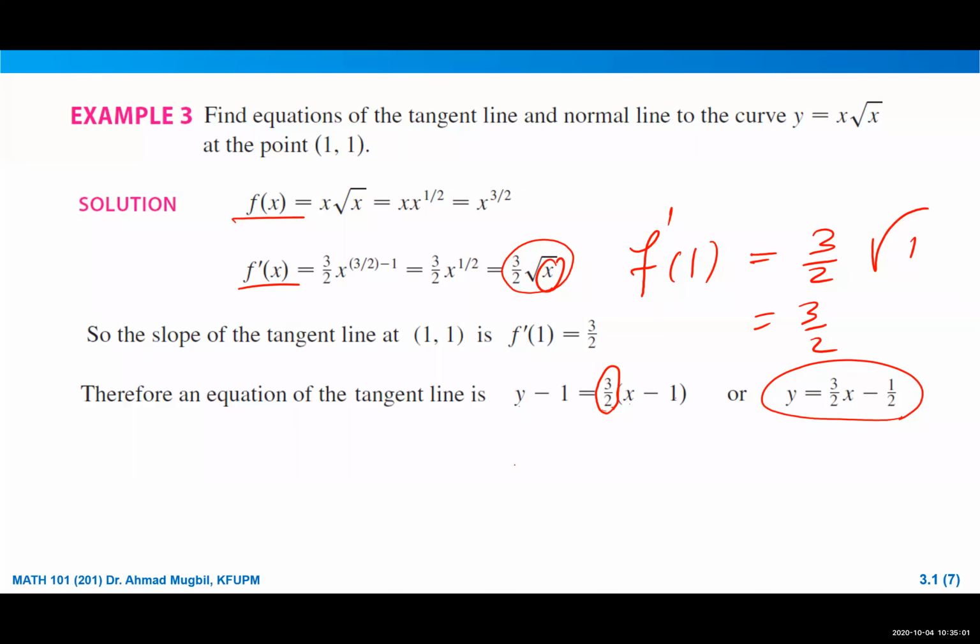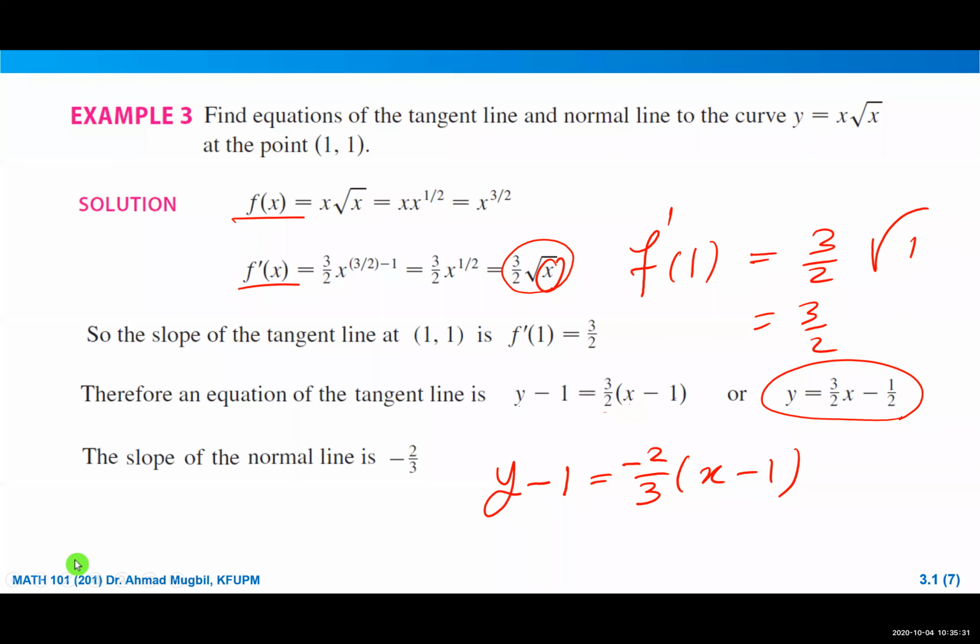Now, what will be the equation of the normal line? The equation of the normal line will be y minus 1 equals m times x minus 1, the same point. The difference will be here. What will be the slope of the normal line? Minus 2 over 3. The negative reciprocal. First of all, it is 3 over 2. First make it negative, second make it reciprocal. So it is the negative reciprocal of the slope of the tangent line. And of course, the remaining is just a matter of combining like terms.